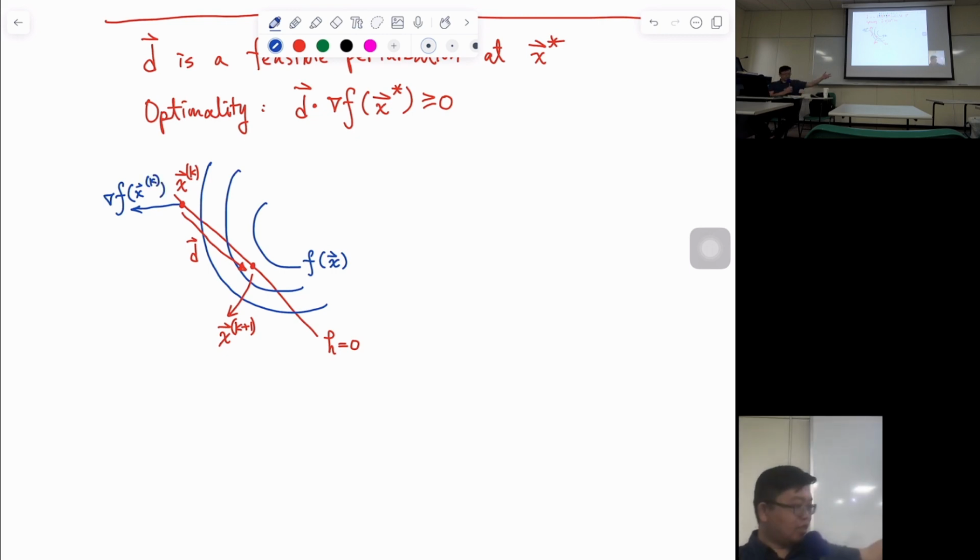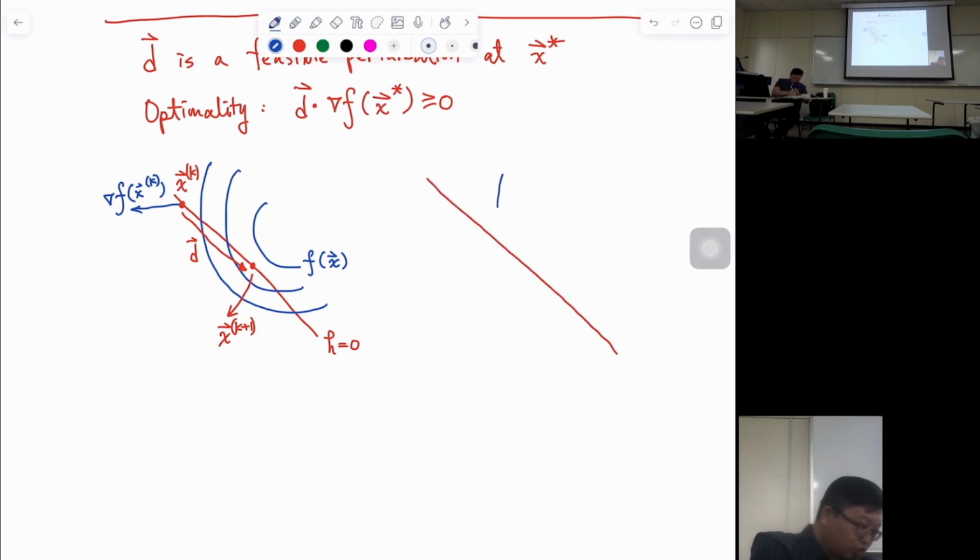So earlier, we want our d moving away, in the opposite direction of gradient f. So you are moving toward the negative gradient, right? That's what we talked about earlier. But now, in this case, we are right at the optimal solution. So we are here. This is your x star. And if we move a little bit toward the right, this is my d. And here is my gradient, gradient f.